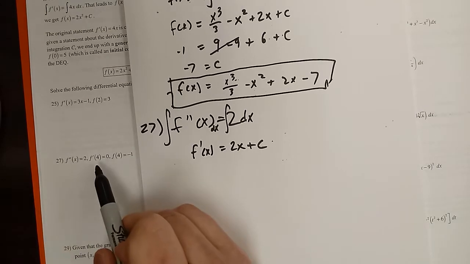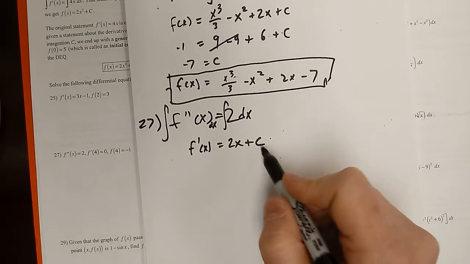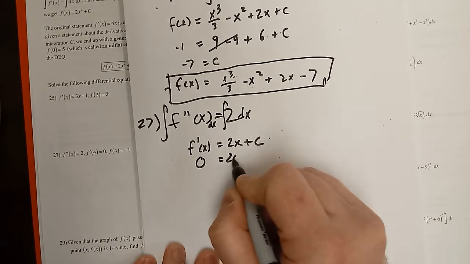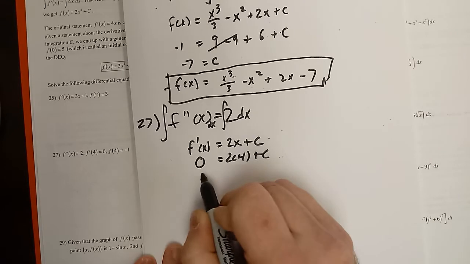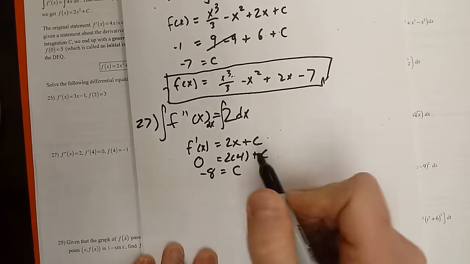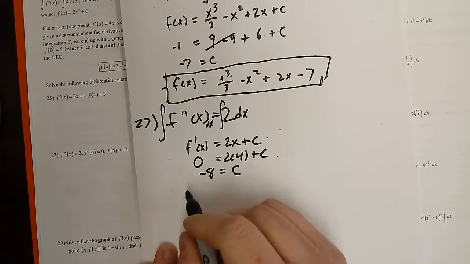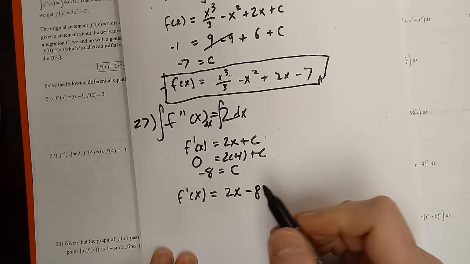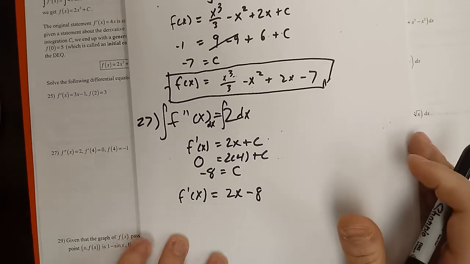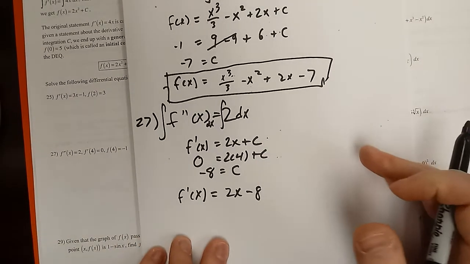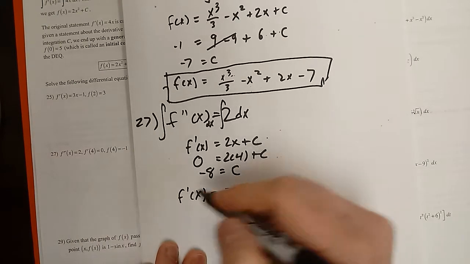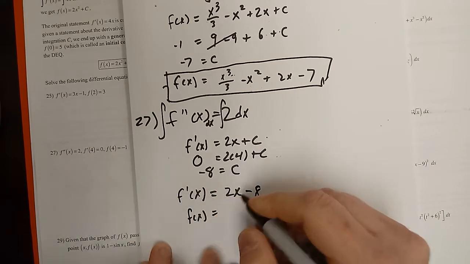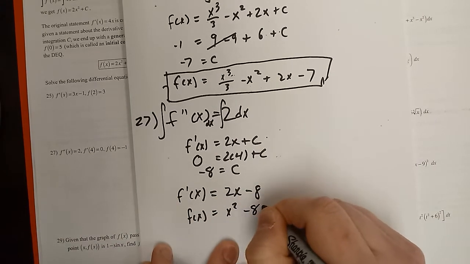Oh, but it tells us that f prime of 4 is equal to 0. So we'll actually be able to solve for this c value right now. I get 0 out when I plug in 4. So I get 8, so negative 8 is equal to c when I subtract 8 from both sides. So I could write this as f prime of x is equal to 2x minus 8. Because my goal is to actually find f of x, not just the next one up. So when I take this integral, I get f of x is equal to x squared minus 8x plus c.